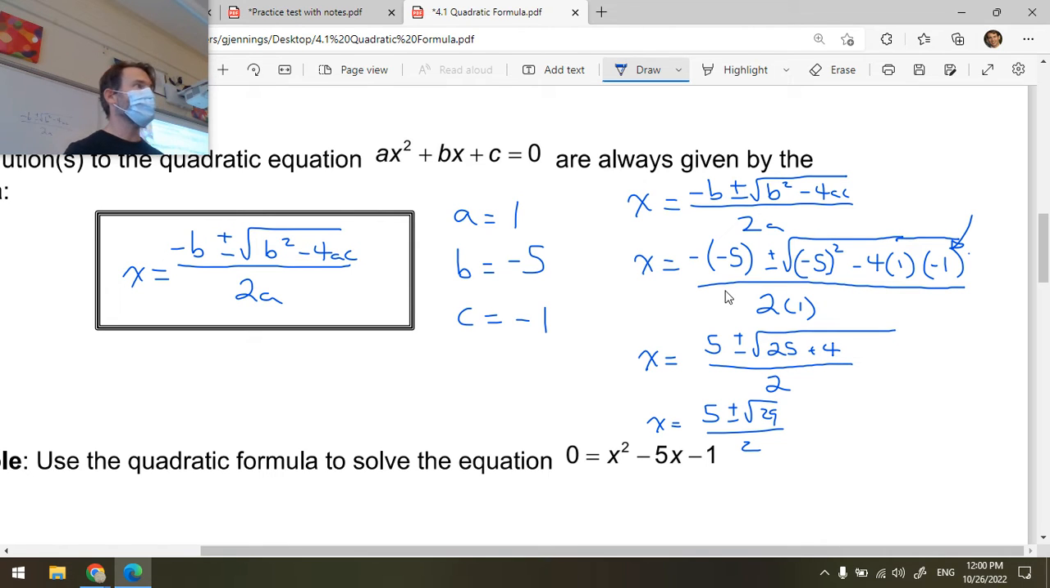Now, how do you punch that on your calculator? Bennett, are you able to punch these on your calculator, get the correct answers? 5 plus or minus the square root of 29 over 2.